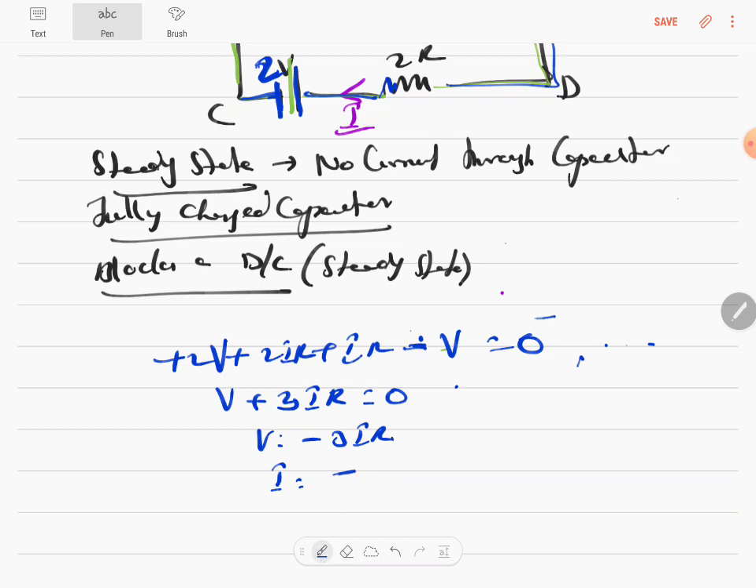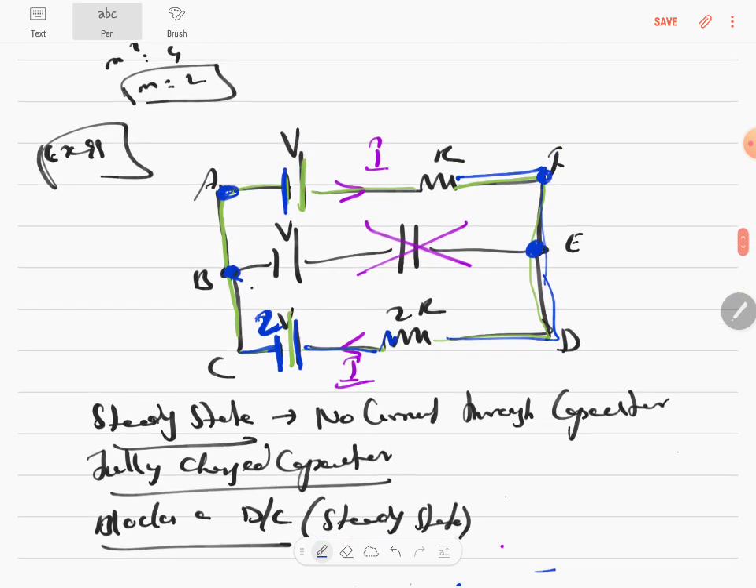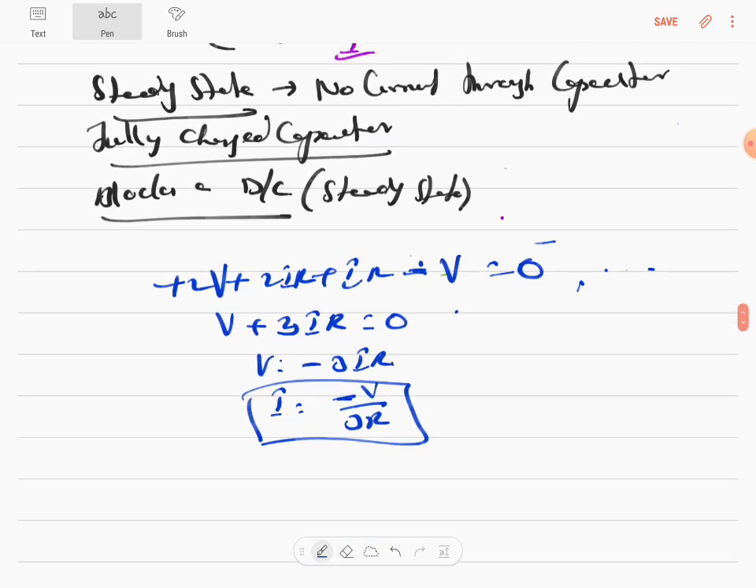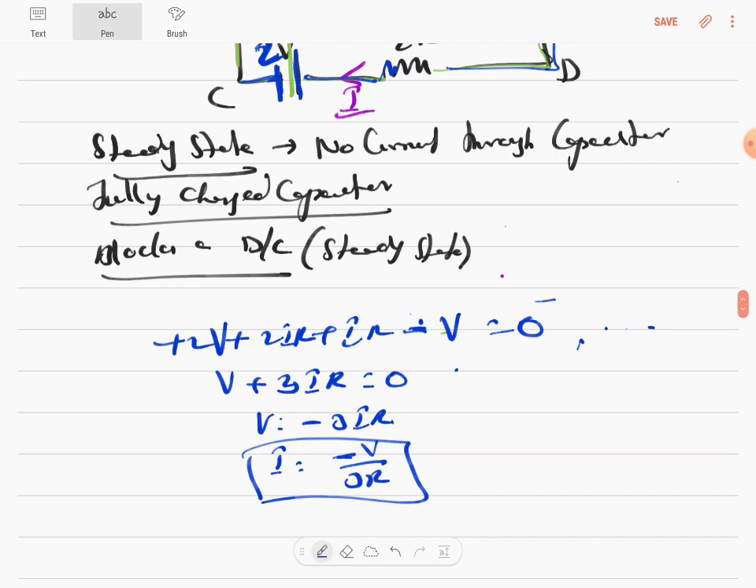So what am I saying? Minus V by 3R is the current that is flowing through. So first thing, you can disregard the middle wing itself, and you know that negative and negative are connected, so it will become 2V and V will get subtracted. 2R and R are in series, so it will become 3R. So you can calculate the equivalent current through the circuit. But it's in terms of R, and so let's continue.